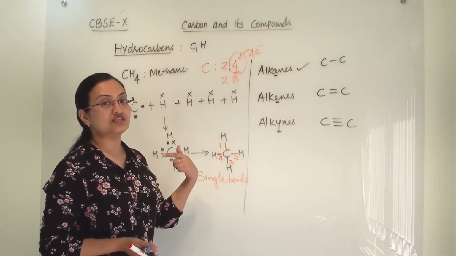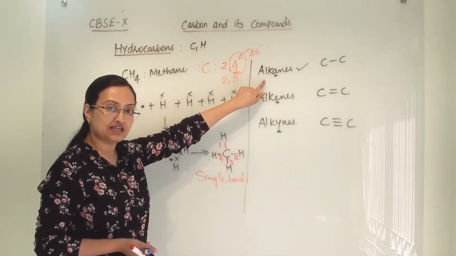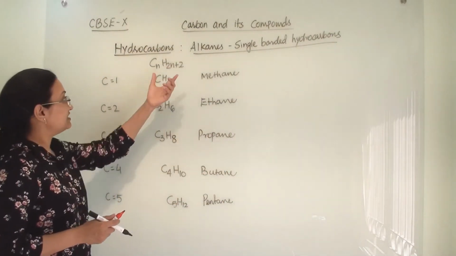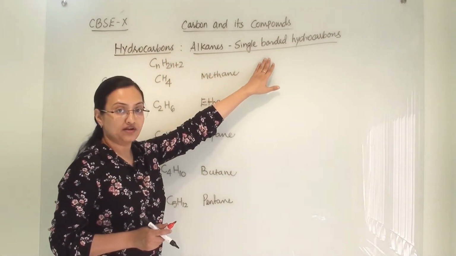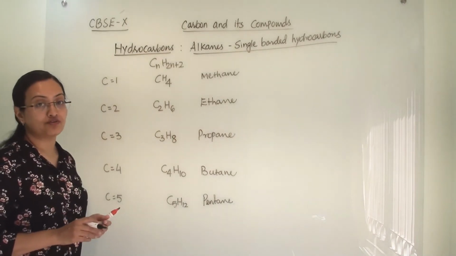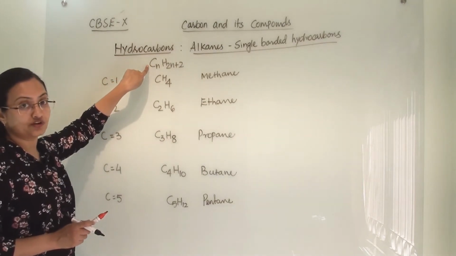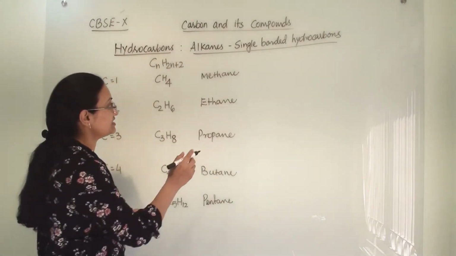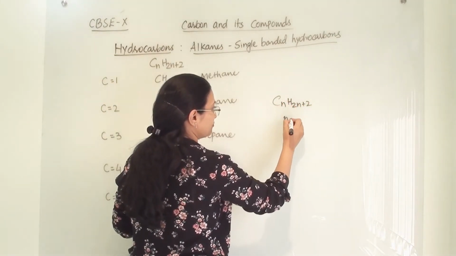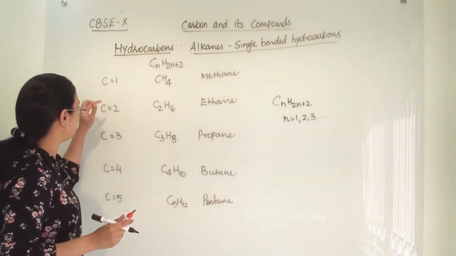Now going towards the next molecules of the alkane series. First we will see the alkane series, then we will see the alkene series. Here we are discussing the alkanes, and they are single bonded hydrocarbons. This is the homologous series of alkanes. That means this is the formula for the homologous series of alkanes: CnH2n+2, where n equals 1, 2, 3 and so on as the carbon number increases.